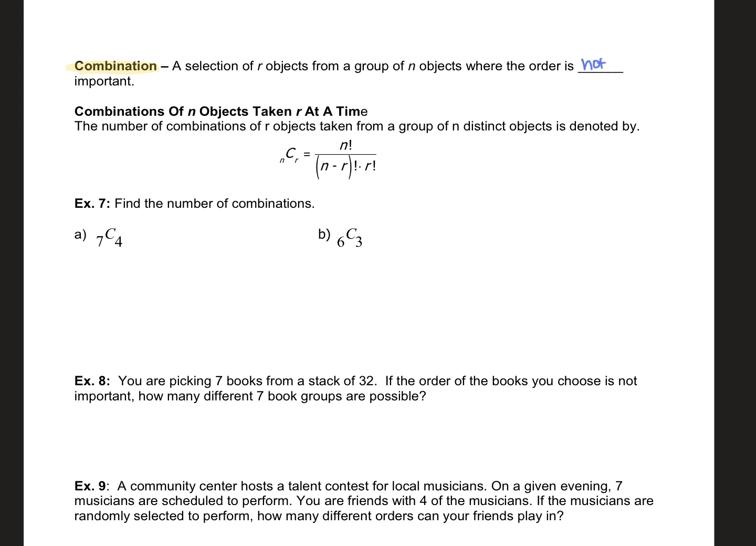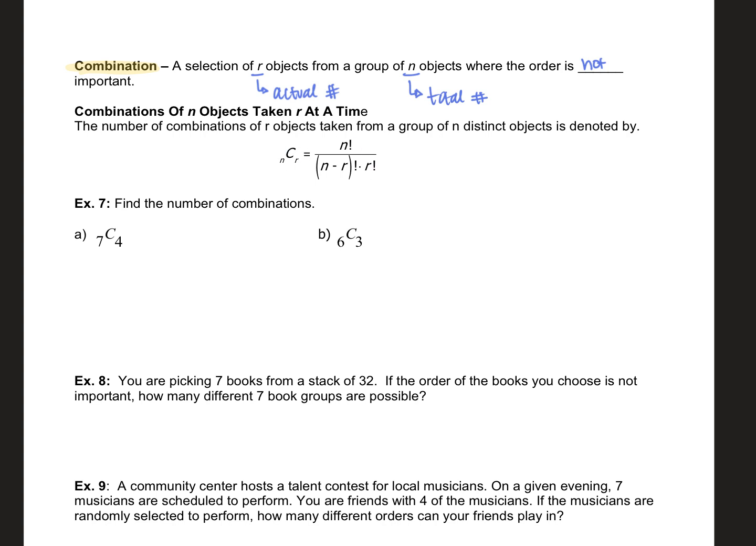Remember, we already talked about these variables. We said that r was our actual number of objects, items, or trials, and n was our total number of items, objects, or trials. So to calculate combinations, we have a formula for it as well. It looks very similar to permutations with a few added things in here.